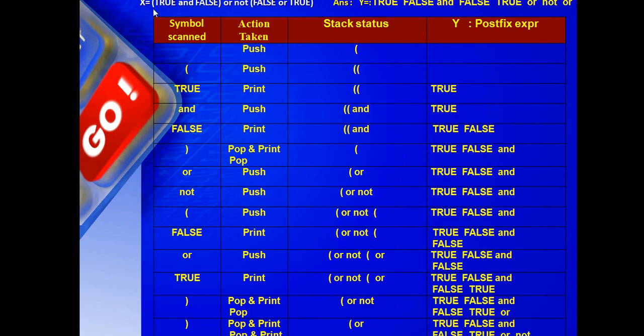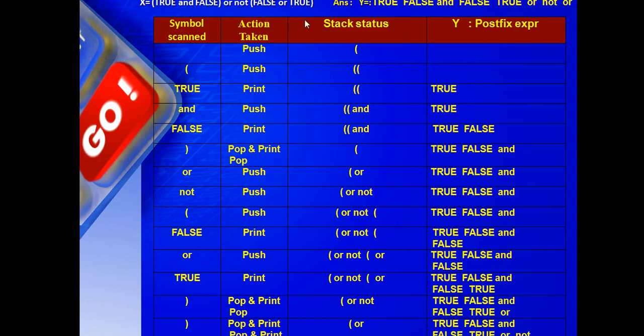Now you just see here, what are these true and false? They are Boolean constants, right? True and false, like your other A and B were there. Similarly, true and false, false and true, whatever it is. Now which are the operators here? And, or, not. The given infix notation is true and false, or not false or true.